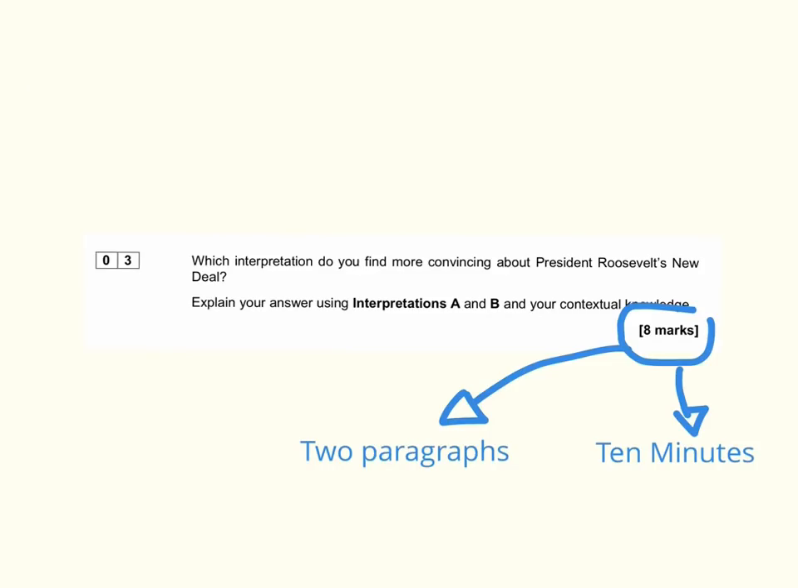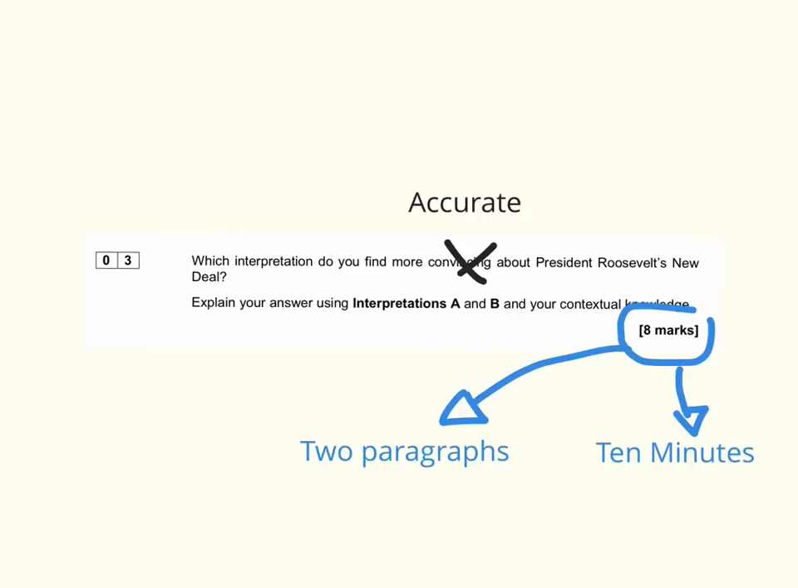Now here's the question again. It's an 8-mark question, so you need to do 2 paragraphs and spend 10 minutes on those paragraphs. But I want you to do something when you look at the exam paper. I want you to look at the word convincing and just mentally cross it out in your head. And instead I want you to write the word accurate, because this question wants you to assess how accurate you find the 2 interpretations about whatever they're about.